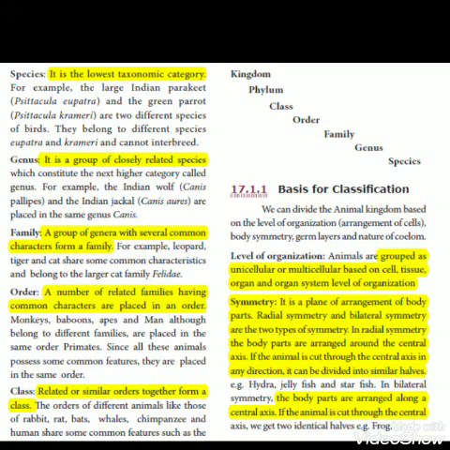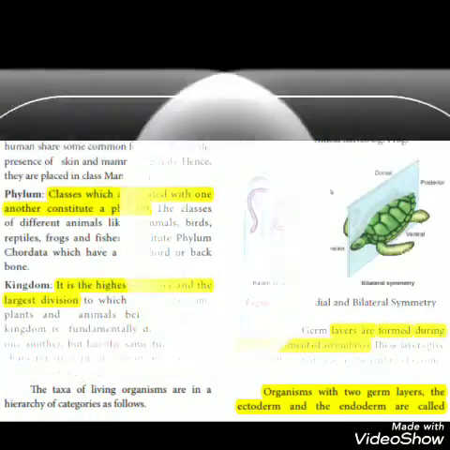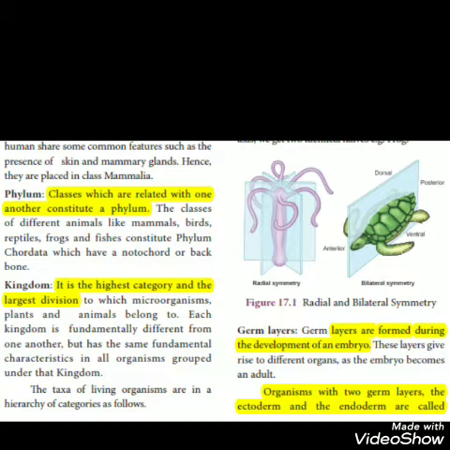The next thing is class. Related or similar orders together form a class. Based on that, again the phylum: the classes which are related with one another constitute the phylum. So phylum means Animalia; in the lesson we are going to see what the phylum is. The last thing is the kingdom.